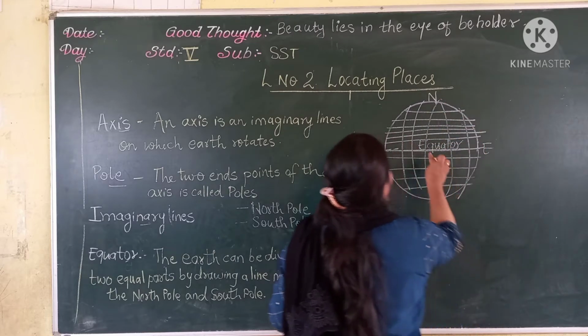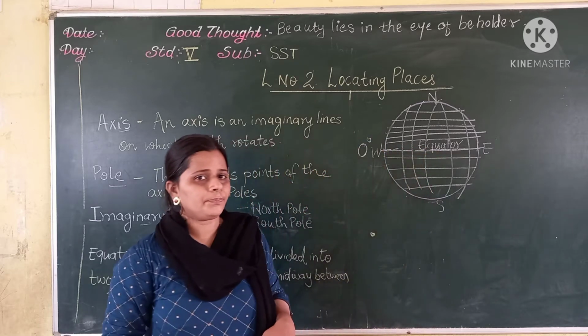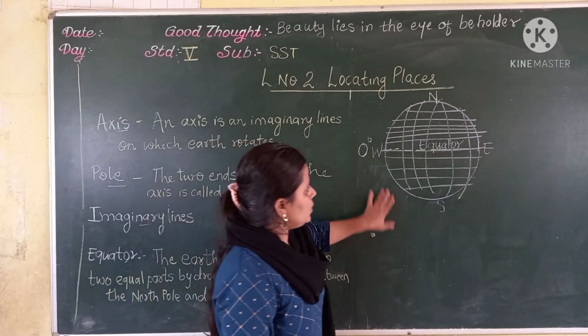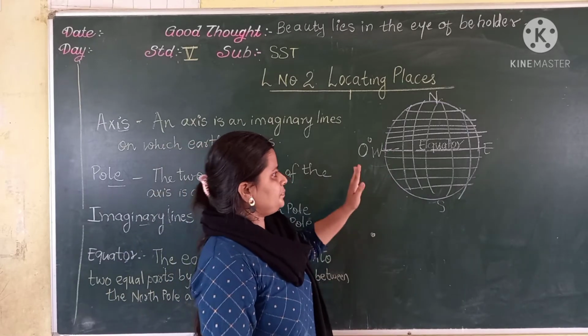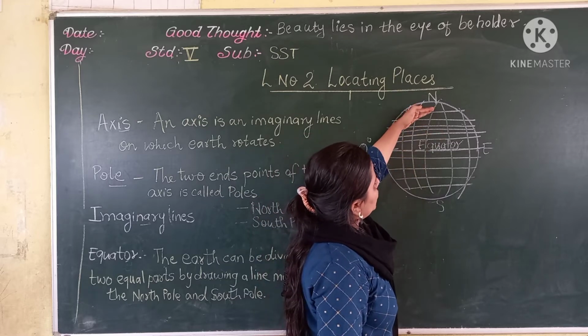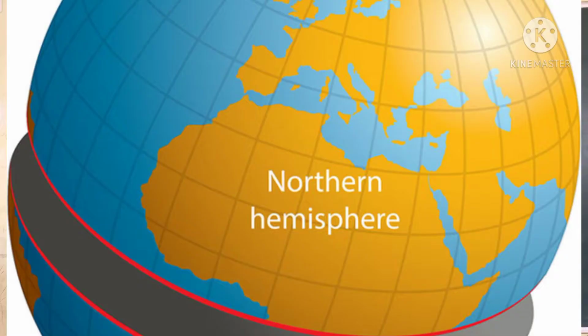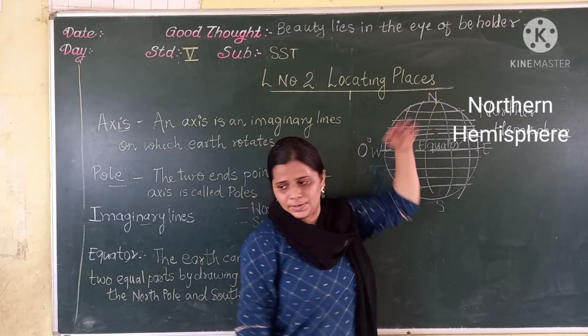Okay, students. Now equator, students, equator is marked as 0 degree. Okay. Hope you have understood latitude and longitude. Okay. Now students, the portion of the earth that lies towards the north of equator, that is known as northern hemisphere. What is known as northern hemisphere? Okay students, northern hemisphere. Portion of the earth lies towards the north. I can show you here.